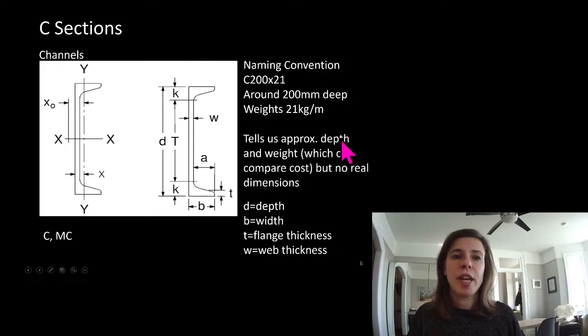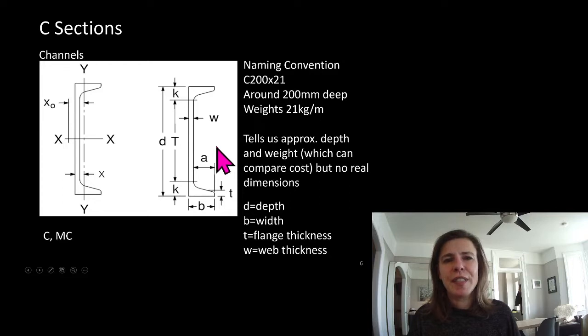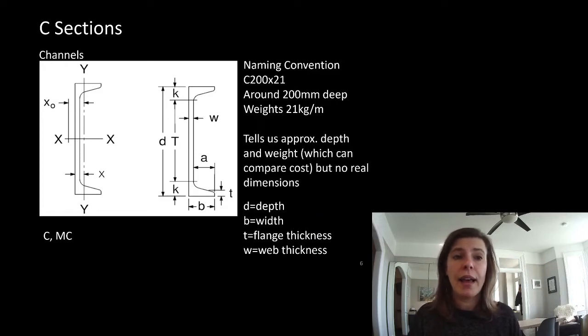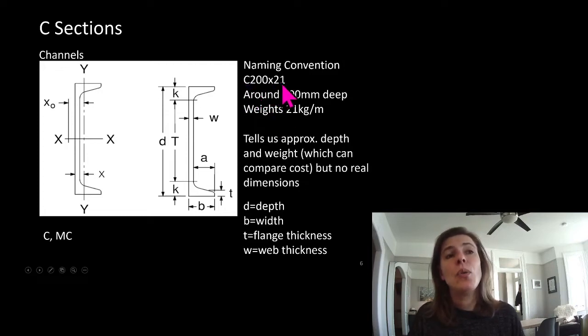Channels. We like to use channels for stair stringers, for small elements. They're not our main kind of beefy structural steel elements. They don't get called up very often, so we're not going to worry about them too much, but you can look up the properties the same way you can for a W section. The naming convention is similar, where we have, for example, a C200 by 21.